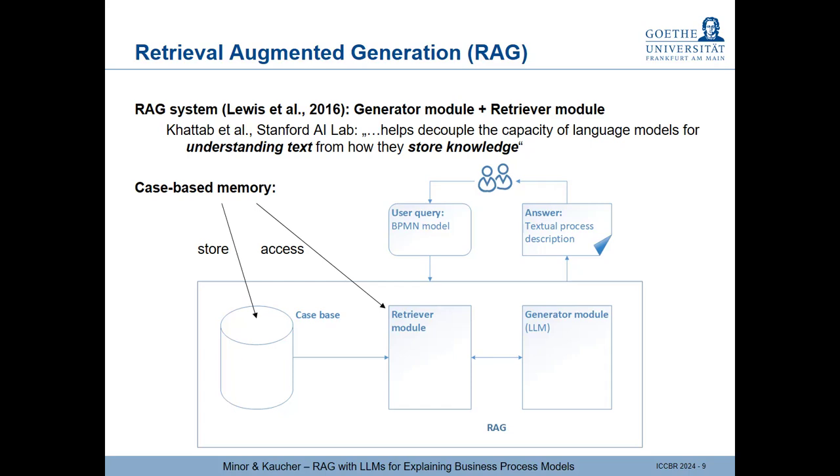And case-based reasoning is a quite natural way of providing a memory in form of the case base, a collection of cases with experiential knowledge that can be accessed by means of a retriever module using a similarity function to detect the best matching case for a recent user query such as a BPMN model.